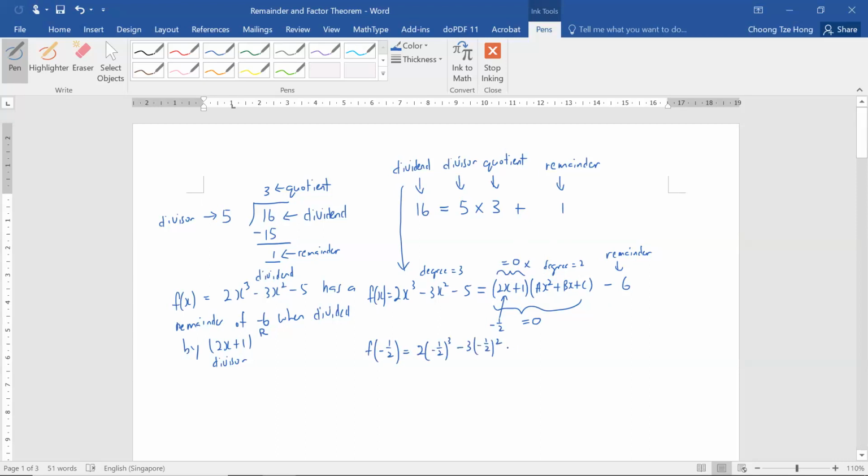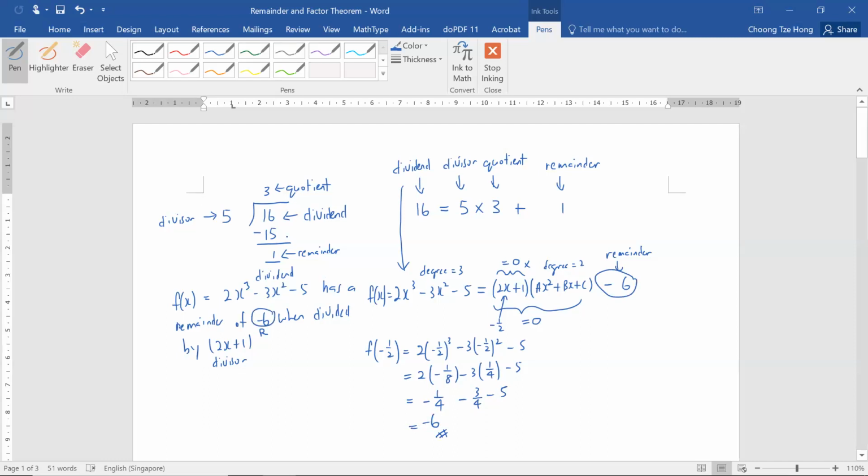So let's sub x with negative half. Over here we'll get 2 times negative 1 over 8 minus 3 times 1 quarter minus 5. So we will get negative 2 over 8, which is negative 1 quarter, minus 3 quarter, minus 5. And then you see, we will get the remainder to be negative 6. And the remainder was negative 6, right?